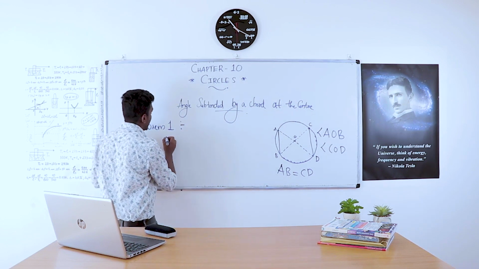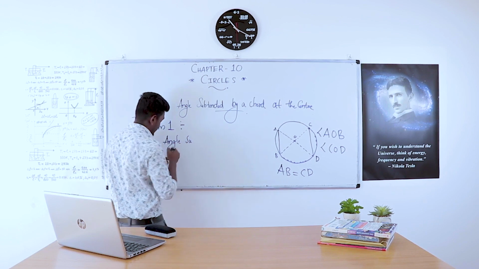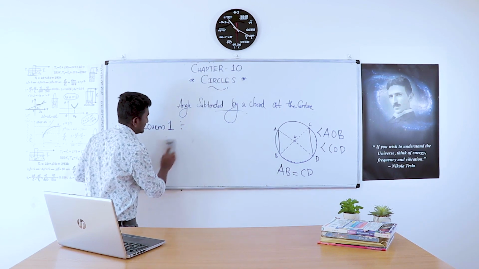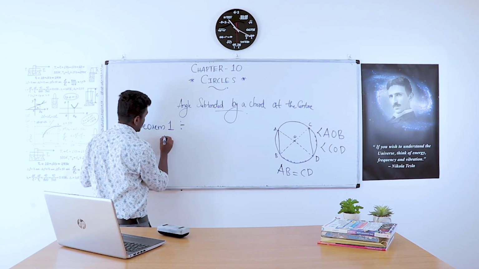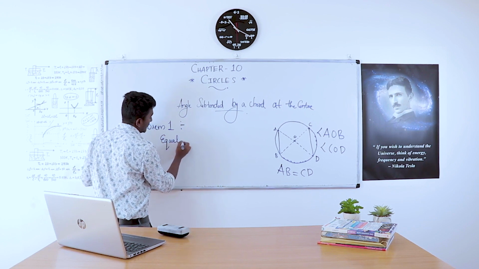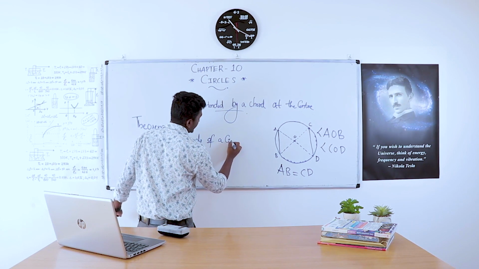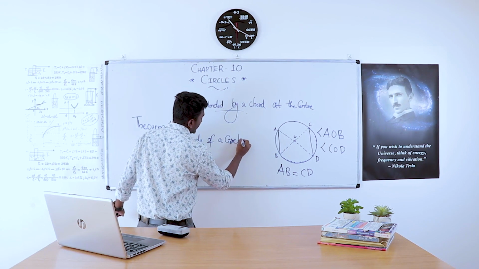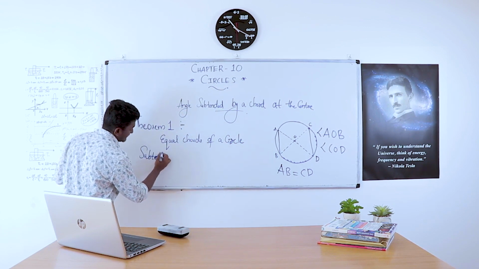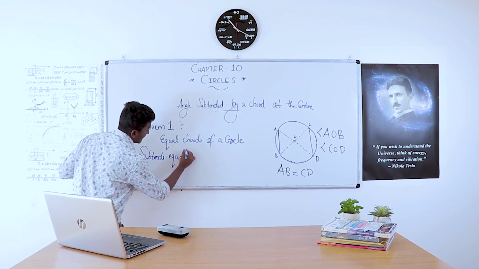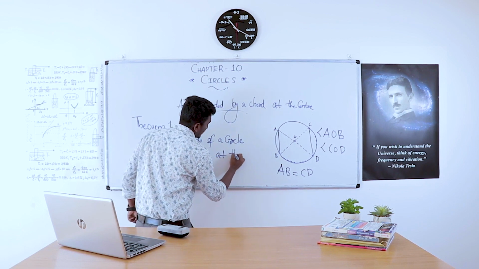Then theorem 1 is that equal chords of a circle subtend equal angles at the center.